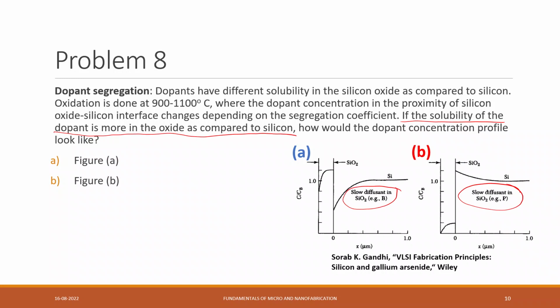So there are two conditions, and you have to tell which one of them is correct, which one gives the true picture of the dopant concentration, depending on these two factors.